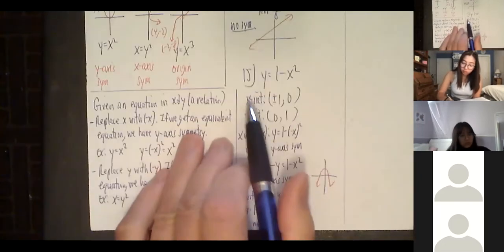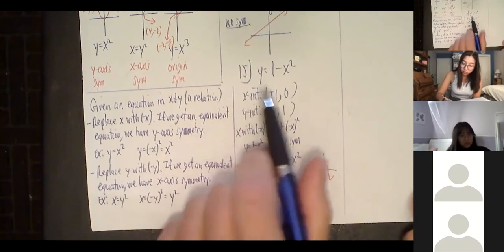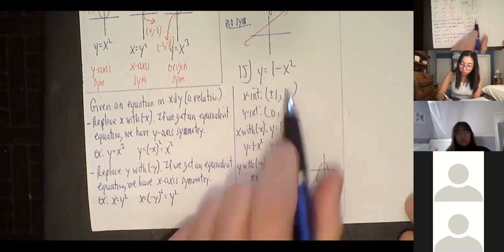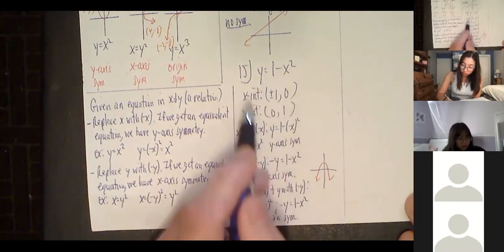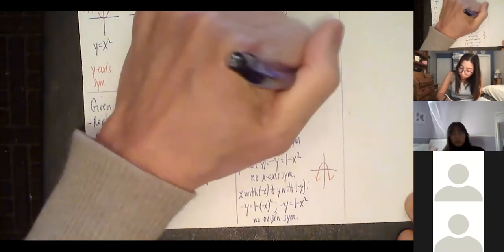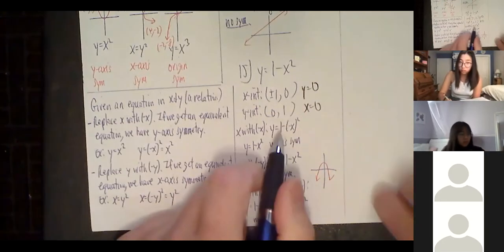All right, I was going to show you 15 now. 15, y equals 1 minus x squared. All right, so x-intercept, remember x-intercept means y equals 0. Y-intercept means x equals 0.